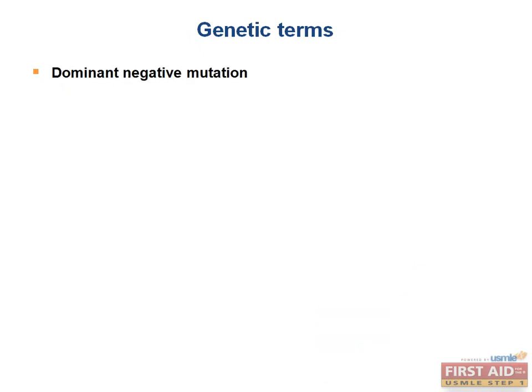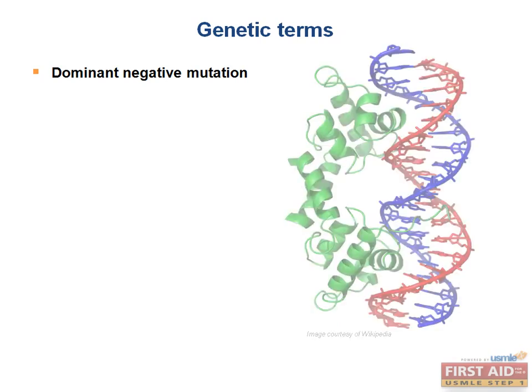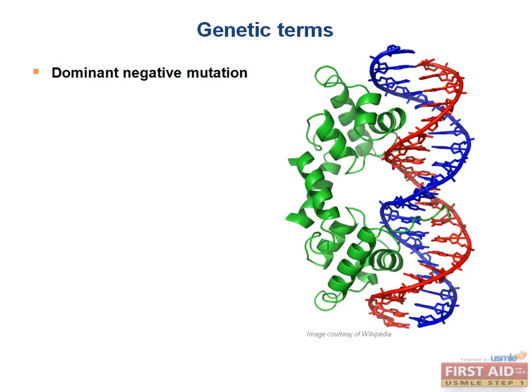A dominant negative mutation is one that prevents normal function of the gene but has a dominant effect. So even if only one allele has a dominant negative mutation, its protein product will prevent the protein product of the wild-type allele from functioning. For example, let's say you have a transcription factor, and a transcription factor needs to first bind to a specific DNA sequence, usually in response to another stimulus, and then initiate transcription of the nearby gene.